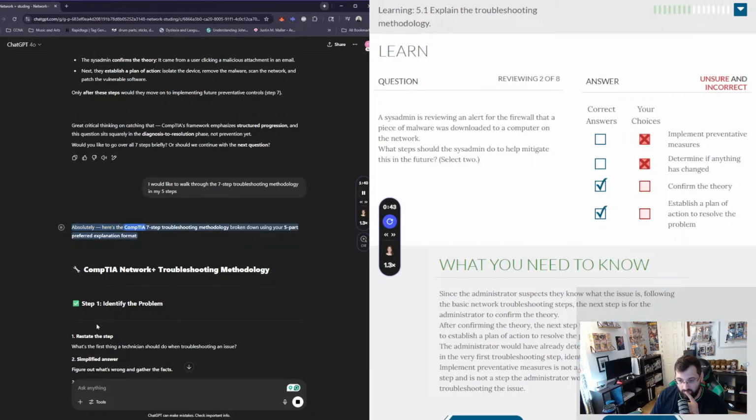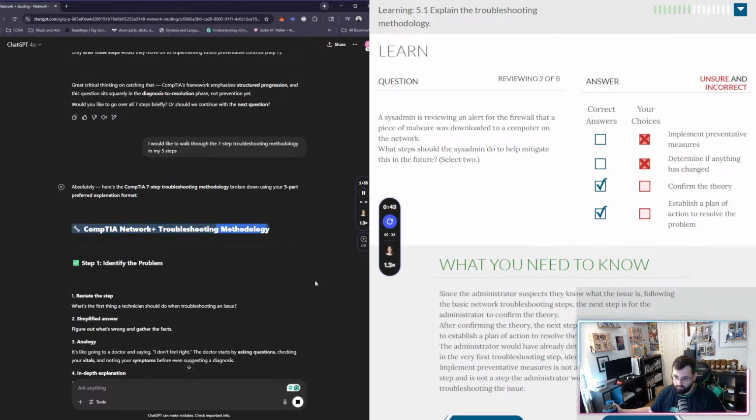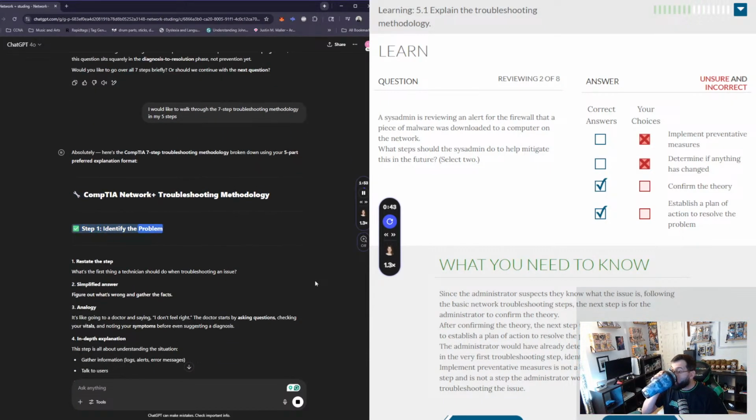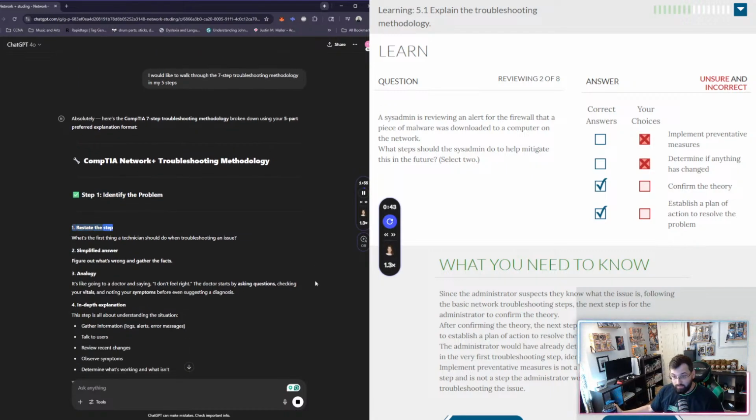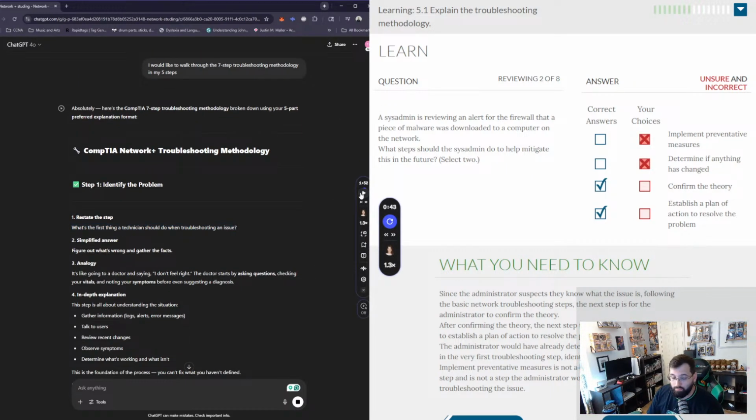Absolutely. Here's the CompTIA 7-step troubleshooting methodology broken down, using your 5-part preferred explanation format. CompTIA Network+ troubleshooting methodology. Step 1, identify the problem. 1, restate the step. What's the first thing a technician should do when troubleshooting? But we know that there's a step 0, right? Step 0 is to use the OSI model as our troubleshooting guide, so that we know what layer we're in, which is also inside of identify.